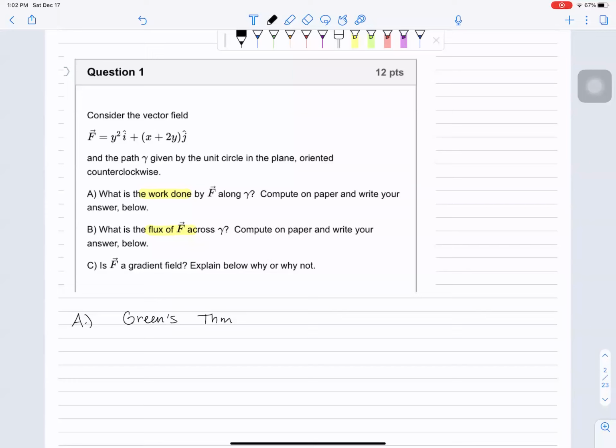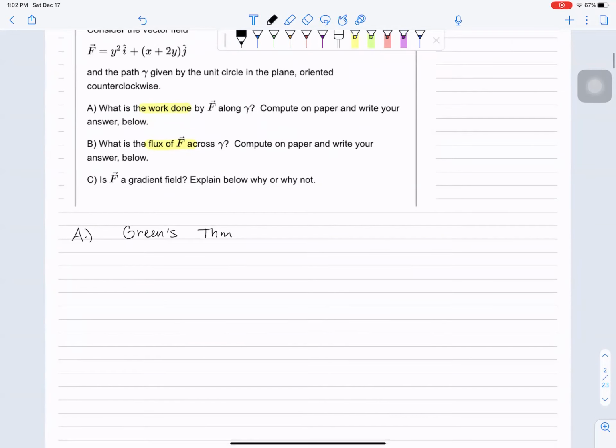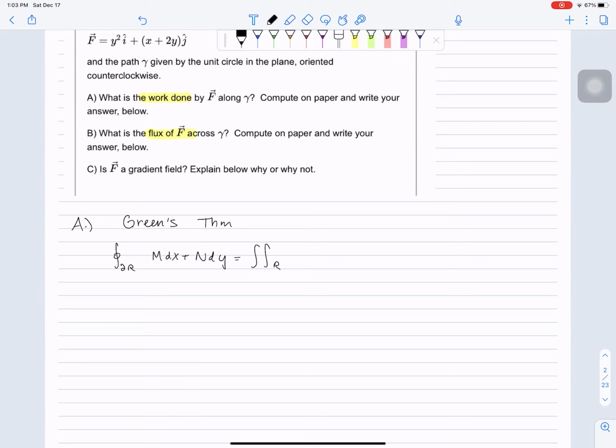Okay, and so what does Green's theorem say? You should say that, oh, I'm going to use Green's theorem, and then you can write the formula, which is the integral over some boundary of M dx plus N dy equals the double integral over your entire region, the domain interior, of partial N over partial x minus partial M over partial y, dx dy.